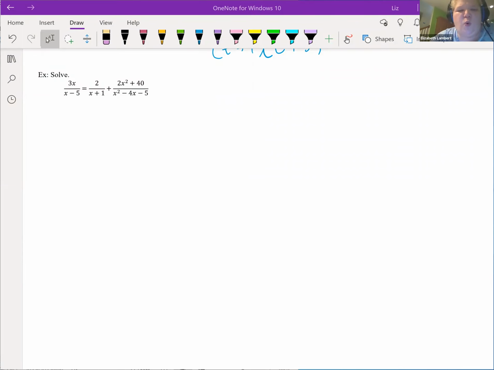Hello, hello, welcome. So we've got two really disgusting equations to solve. The good news is, though, it kind of factored already for us. So I see an x minus 5. I see an x plus 1. Is x minus 5 times x plus 1 this quadratic here?